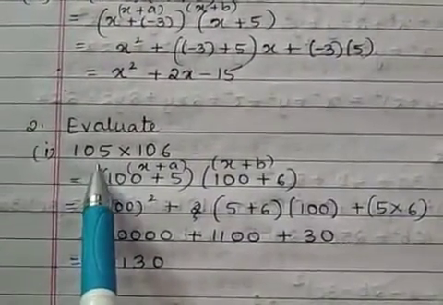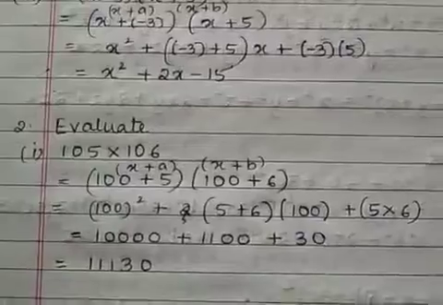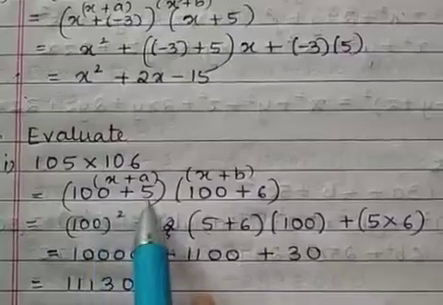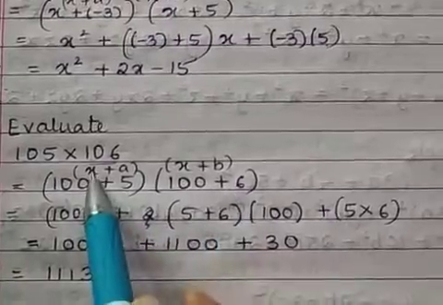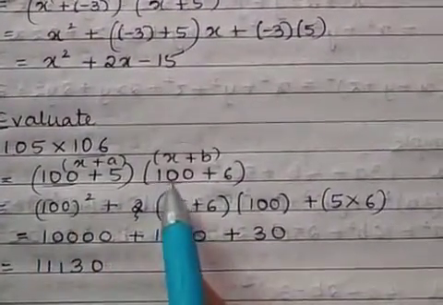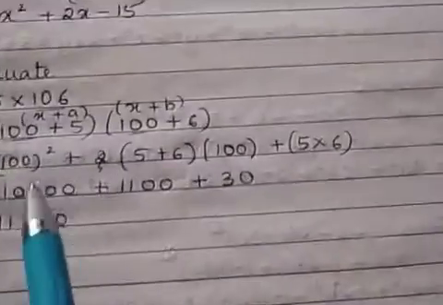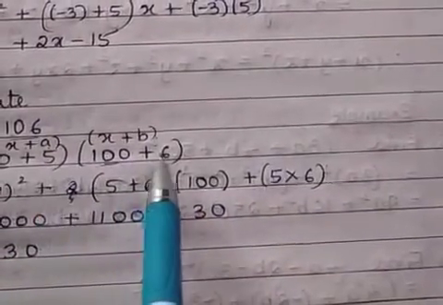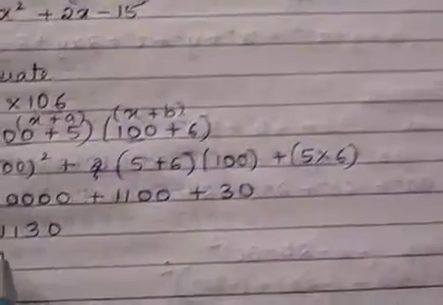Evaluate 105 multiplied by 106. This type of example you must have come across. This can be written as: 105 can be split as 100 + 5 and 106 can be split as 100 + 6. So it is of the form (x + a)(x + b). We can use this identity, which is x² + (a + b)x + ab, so 5 into 6. And on solving you get the answer.